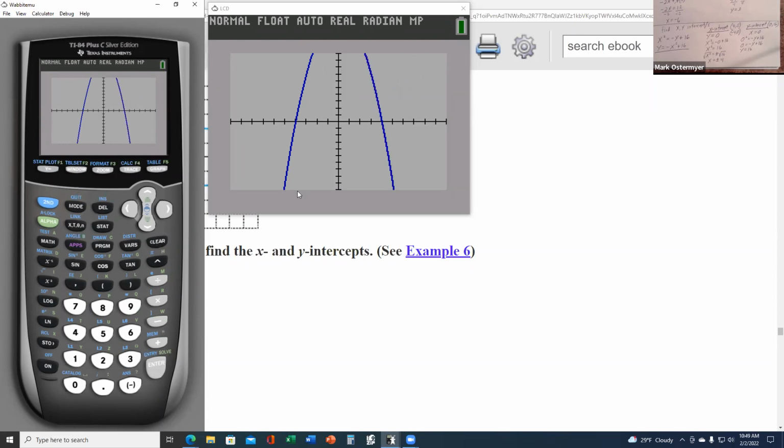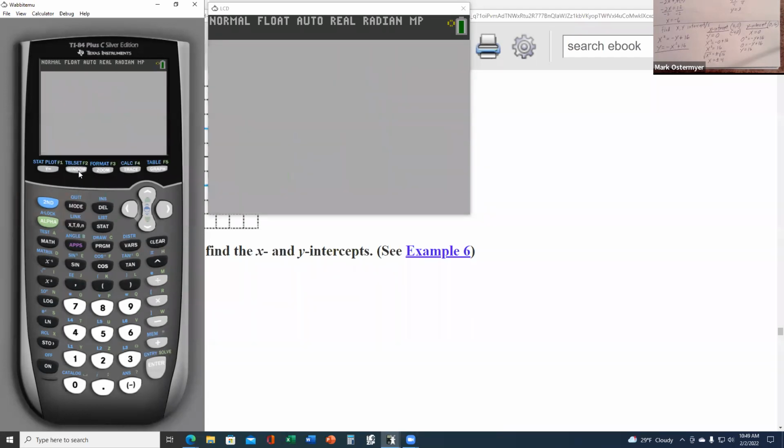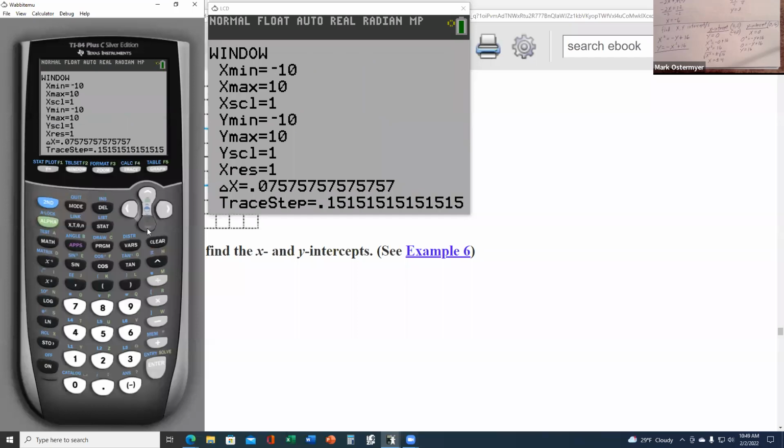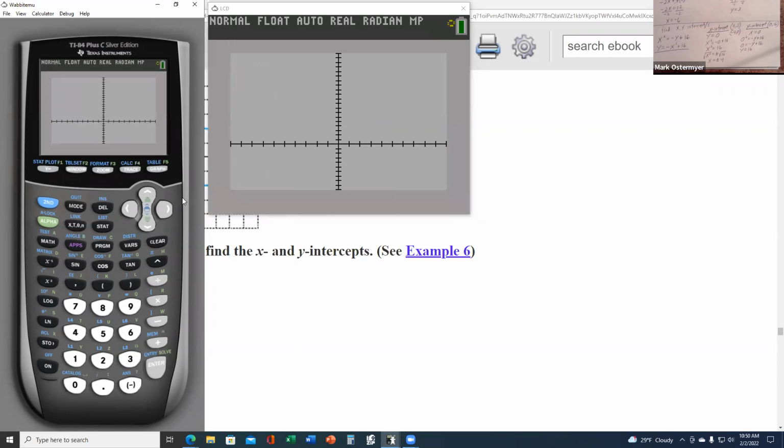All right, we got to go up a little bit higher on our y-axis to see the vertex point way up there at the top. So therefore, we're going to have to go to our Window setting and adjust the y max value to a little larger value. So I'm going to take y max up to 20 here. Now, when we hit graph, we should be able to see our graph with its vertex point there.